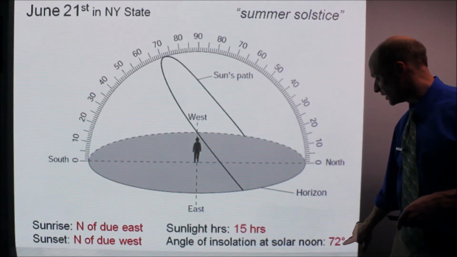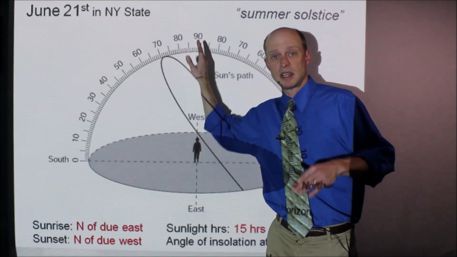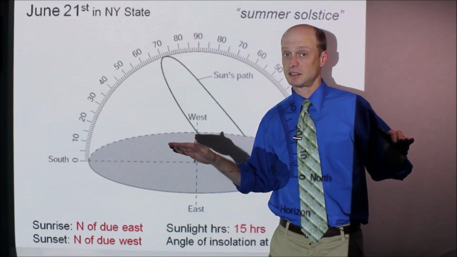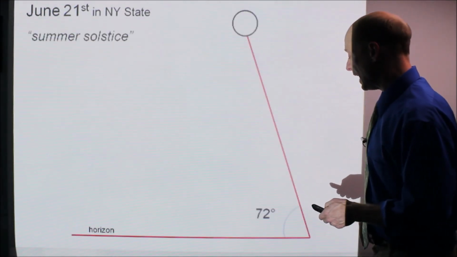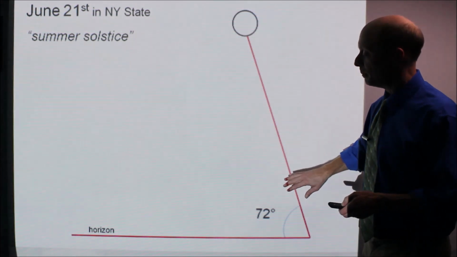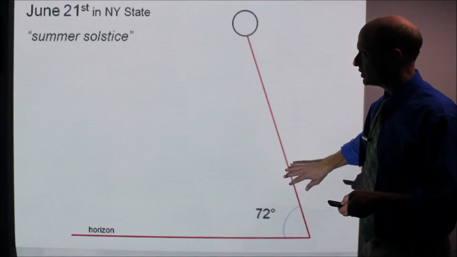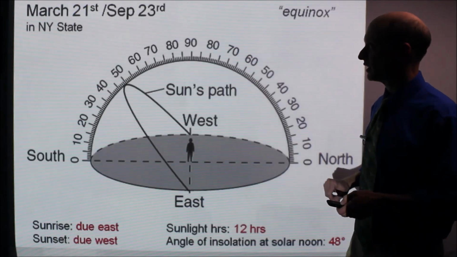And the angle of insolation at solar noon is 72 degrees. Notice, it is never directly overhead in New York State. You may feel like it is, but it never is. Okay, so don't get tricked on that one. And so, for instance, I drew this in, the 72-degree angle is the angle of insolation on this day. So commit that to memory as well. I'll show a way that's going to help you with that.